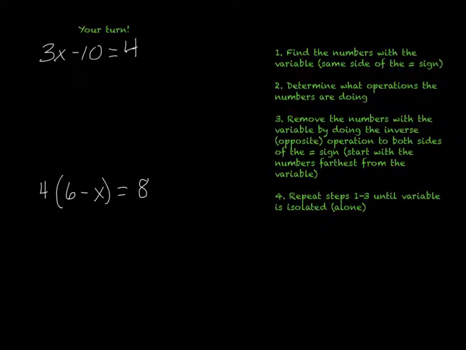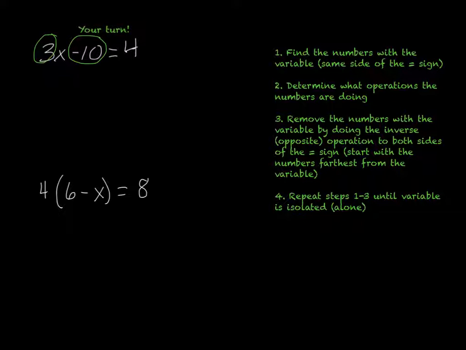All right, so now let's go through and solve this. So the first thing that we're going to do when we solve it is we're going to find our numbers with our variable. We have a 3. We have a -10. So going to step 2. Step 2 is asking us to determine what the operations the numbers are doing. The 3 is multiplying with the x, and the -10 is subtracting.